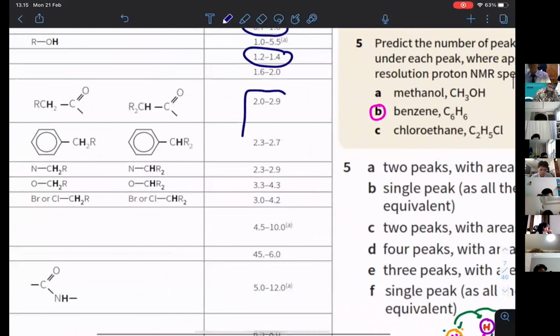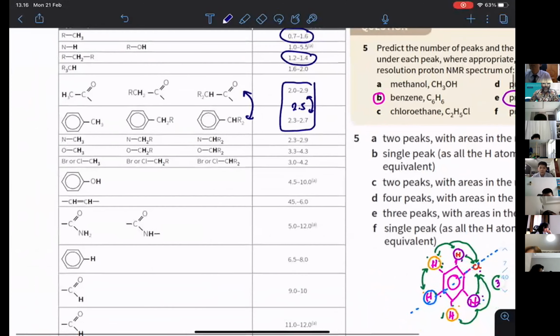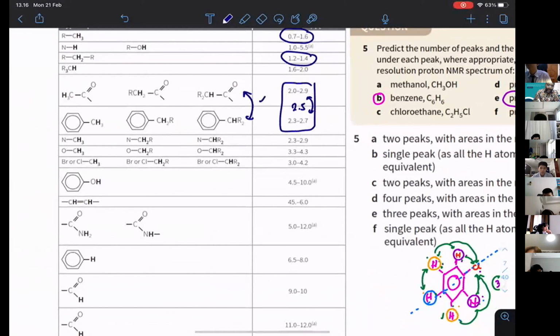For example, here you look at this. It can be 2.0 to 2.9, 2.3 to 2.7. What if I have the value 2.5? My 2.5 will be between here and here, so I don't know whether it's this or here. I will get confused. So what the HD version, the high resolution version, will do is give you more information so that you can perform some sort of analysis where you can predict between these two.